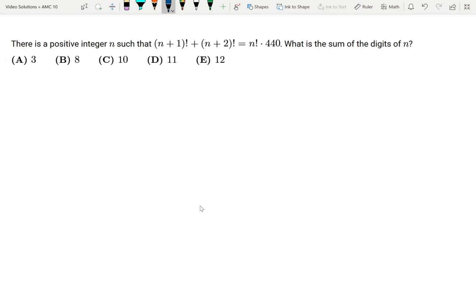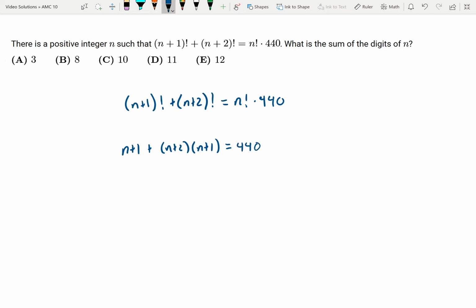So here I have (n+1)! + (n+2)! = n! times 440. And so if I divide both sides by n!, that is going to look like (n+1)! divided by n! is just going to be n+1, and (n+2)! divided by n! is going to be (n+2) times (n+1). So that all equals 440.